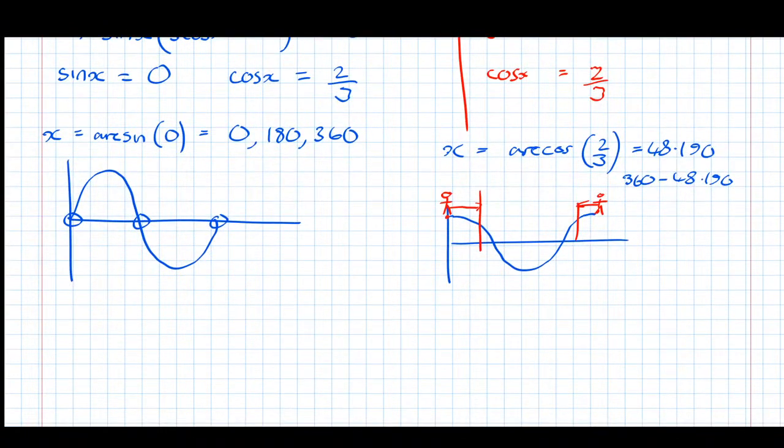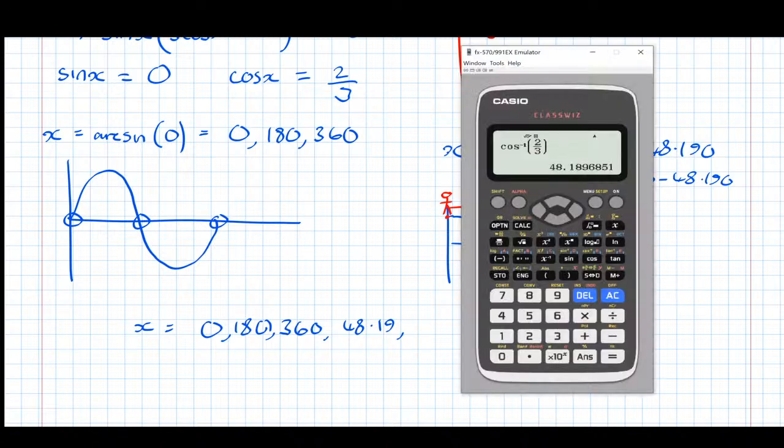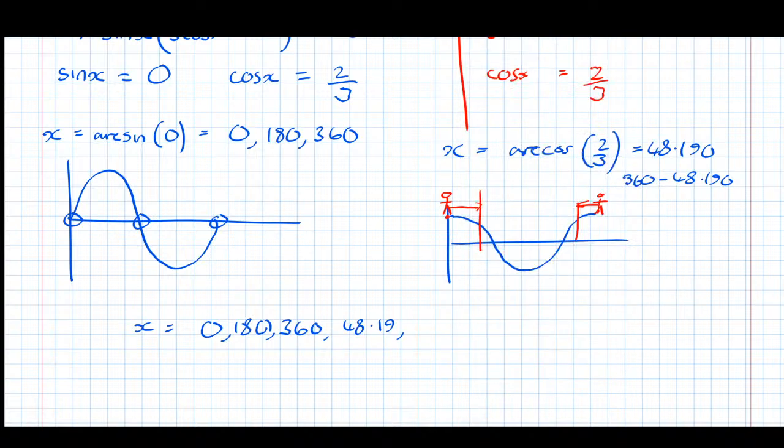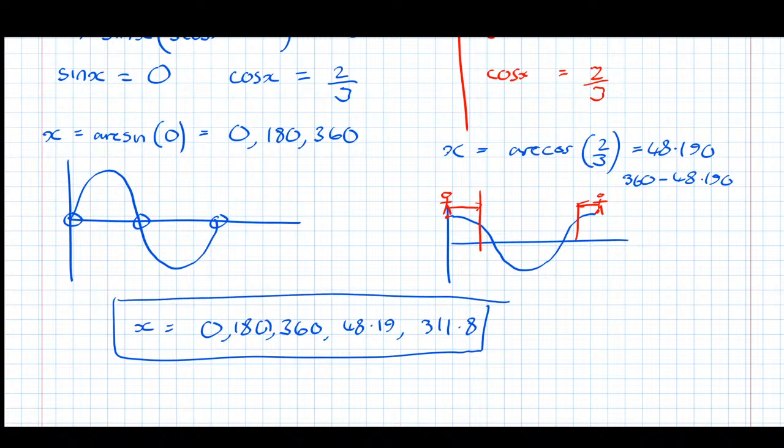So our solutions are x equals 0, 180, 360, 48.19 to 4 significant figures, and 360 minus that, 311.8 to 4 significant figures. So there they are there. So that's basically a few things that they can throw at you.